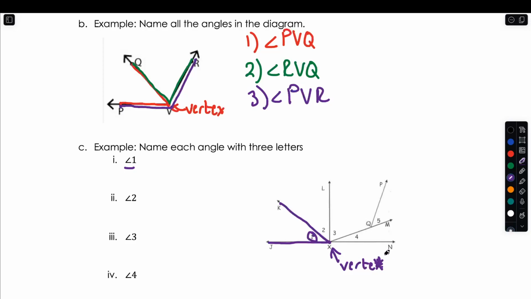That's a little messy. That's a vertex. That's an X. So angle 1, another way to write this is angle JXK. Let's jump to angle 2. So again, let's go find it right here.